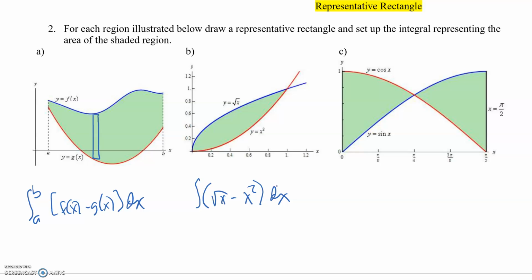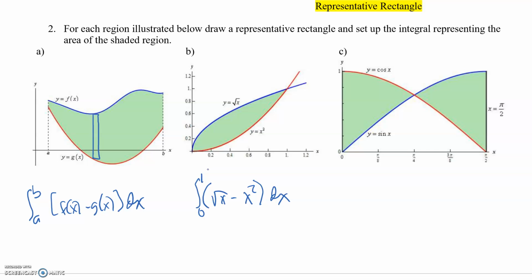No. It's 0 and 1. And how do we get those? What are the x-coordinates of the intersection points for these two graphs? On the left, it's 0. How do you figure that out? Set square root of x equal to x squared and solve that equation.